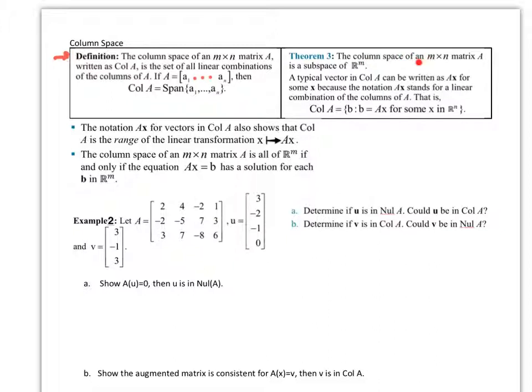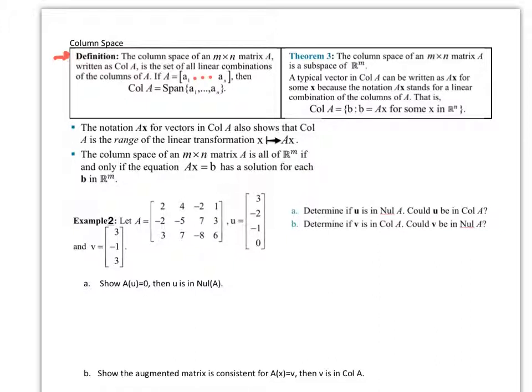So theorem 3, the column space of an m by n matrix is a subspace of Rm. M as in magnificent. A typical vector in col A can be written AX for some X because the notation AX stands for a linear combination of the columns of A. That is, col A is the set of all b such that b is equal to AX for some X in Rn. So we're going from Rn to Rm. And now this is not the homogeneous case anymore. This is equal to a value. I should say a vector.